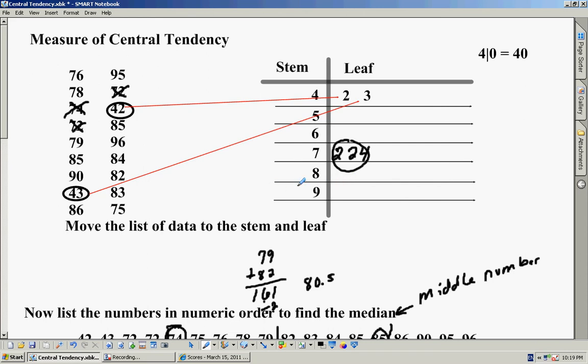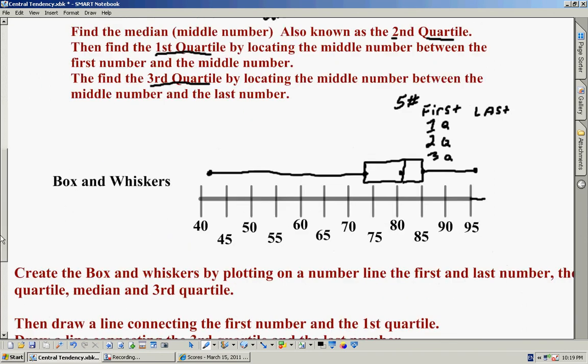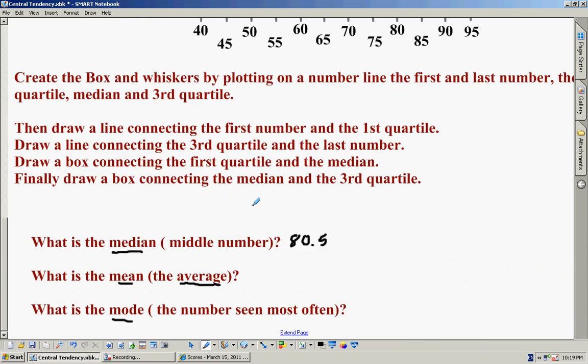You know what? Take a minute, find your answer for the average and the mode, and then turn the video back on, and we'll check your answers. So turn the video off now.